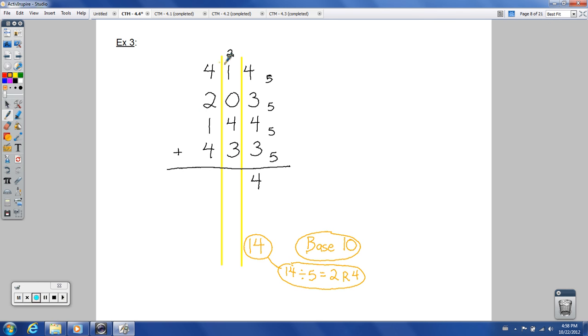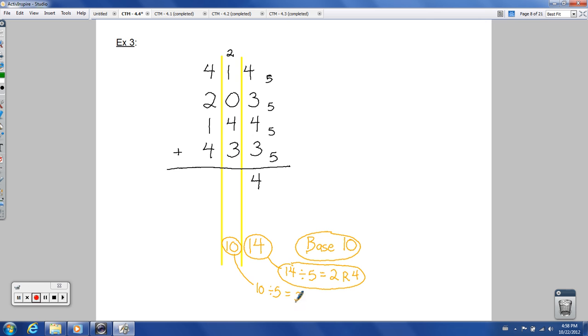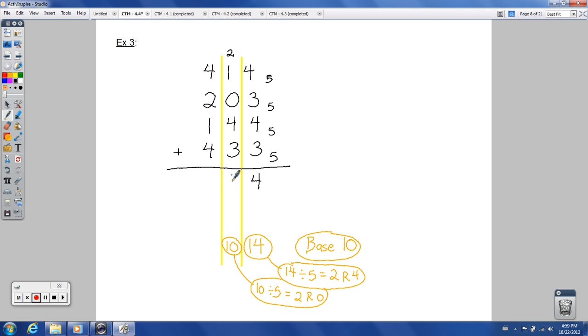Now let's think about this one. 2 plus 1 is 3, 3 plus 4 is 7, 7 plus 3 is 10. So I'm going to write a 10 down here. And again, let's think of this in this way. So how many groups of 5 go into 10? That's going to be 2 with a remainder of 0. So hopefully we're starting to catch on to this. What goes here? We got a 0. And what goes up here? We got a 2. 2 with the remainder of 0.